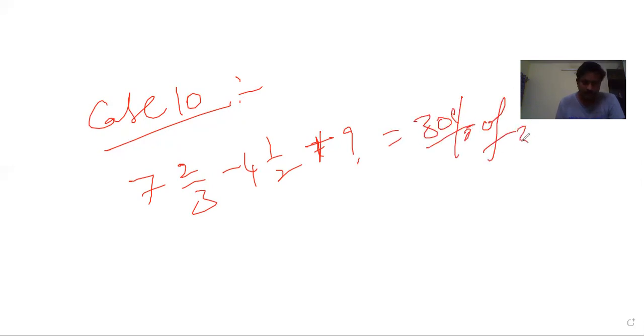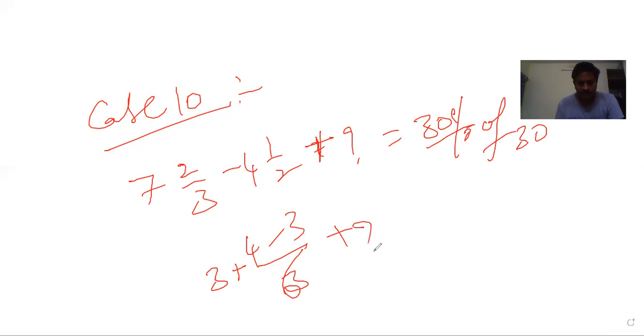7 2 by 3 minus 4 1 by 2 plus question mark equal to 30% of 30. 7 minus 4 is 3, plus LCM of 3 and 2 is 6. 3 divides 2 times, 2 into 2 is 4. 2 divides 3 times, 3 into 1 is 3. Plus question mark equal to 30% means 30 by 100 into 30. The 0 0 get cancelled.